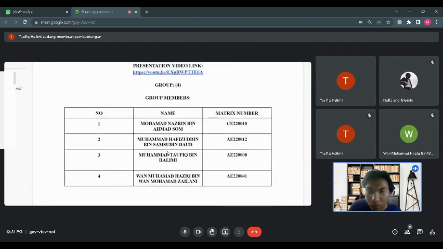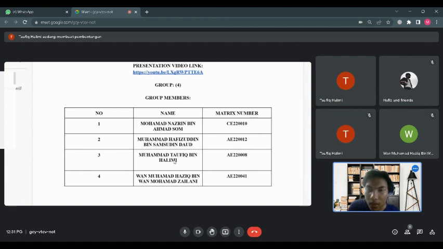Number one, myself, Muhammad Nazim bin Ahmad Som. Second, Muhammad Hafizuddin bin Samsuddin Daud. Third, Muhammad Taufik bin Halimi. And fourth, Wan Muhammad Haziq bin Wan Muhammad Sailani.